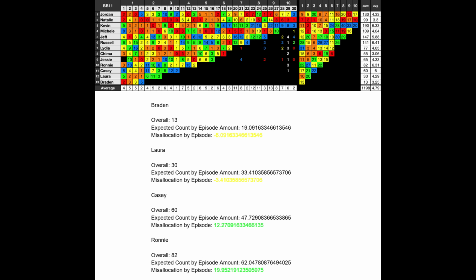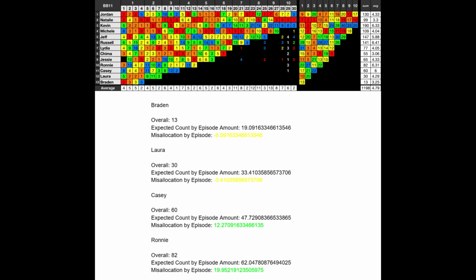So Braden got 13 diary rooms over the course of his journey, and his expected count by episode amount is 19.09, meaning that he got 6.09 fewer diary rooms than he should have, but this causes a perfect median regarding his misallocation.